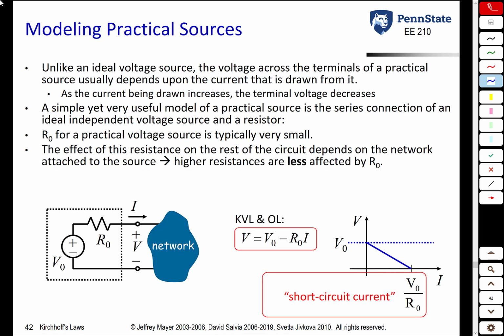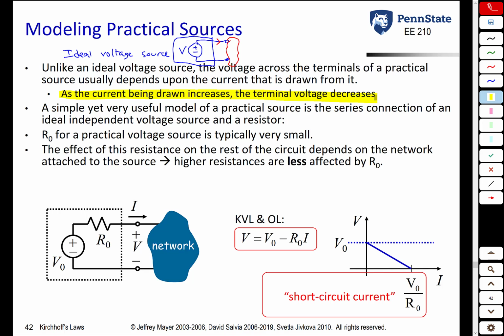So let's start by talking about practical voltage sources. In an ideal voltage source, the voltage across the terminals of the source depends only on the voltage source value V, regardless of what that source is connected to. In the real world, however, the voltage across the terminals of a source is going to depend somewhat on the current that's being drawn from the source. Specifically, as we increase the current being drawn from the source, the voltage at the terminals of the source will decrease.